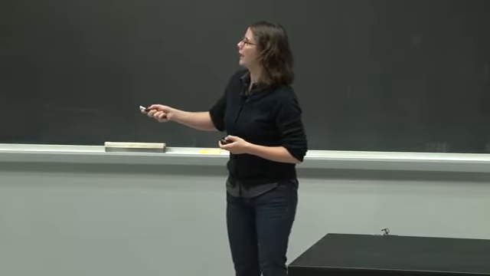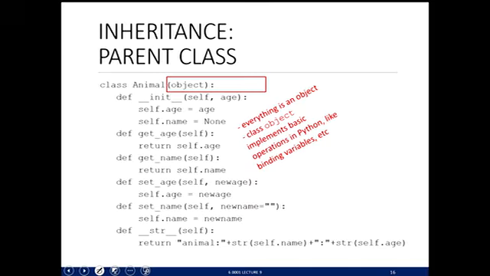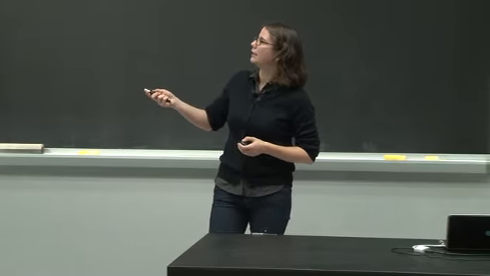Okay, so let's look at some code to put this into perspective. So we have this animal class, which we've seen before. This is the parent class. Okay? It inherits from object, which means that everything that a basic object can do in Python, an animal can do, which is things like binding variables, very low-level things. Okay? We've seen the init, we've seen the two getters, the setters, and the string method to print an object of type animal.